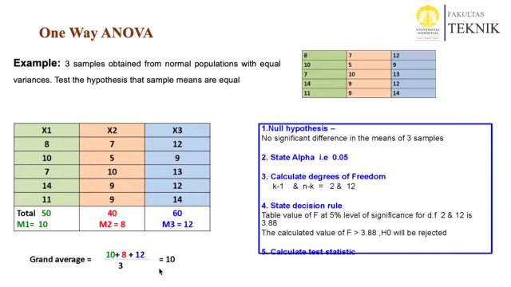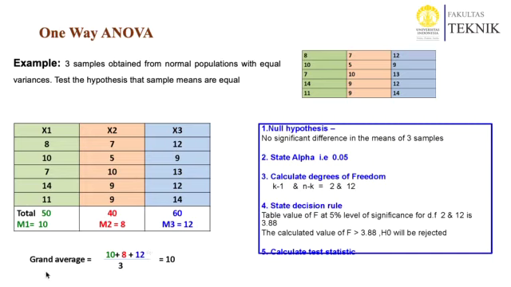Okay, so let's take a look at an example of how we can calculate the ANOVA for these three samples. We have three samples obtained from normal populations with equal variance. We need to test the hypothesis that the sample means are equal. First, we group into three groups of samples, and then we measure the means of the samples. First mean is 10, second mean is 8, and the third mean is 12.